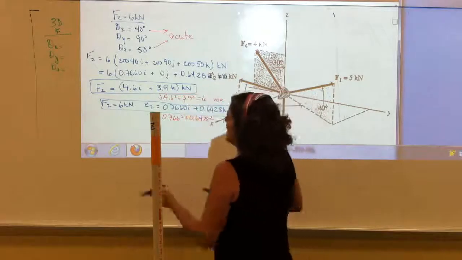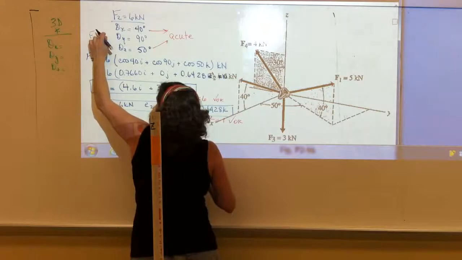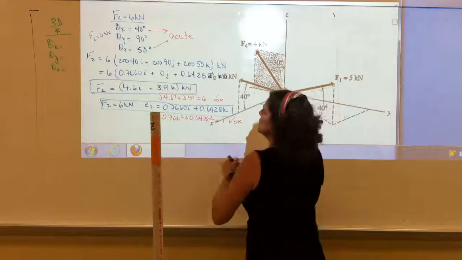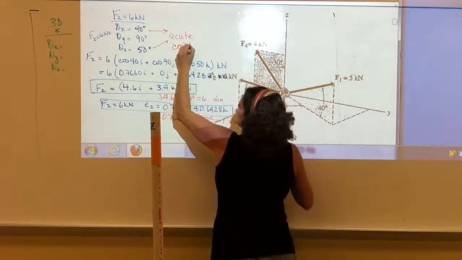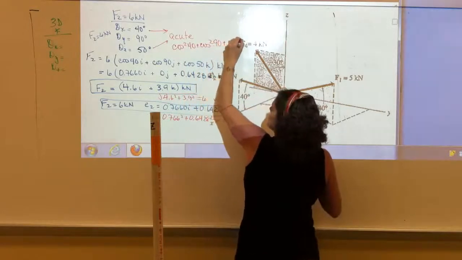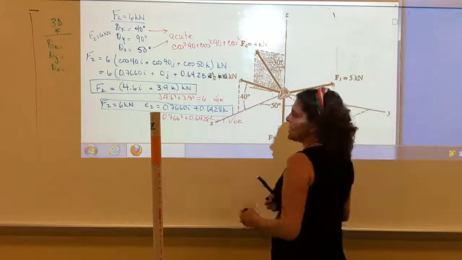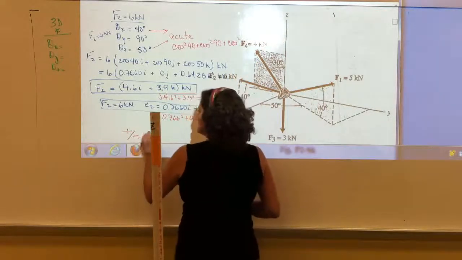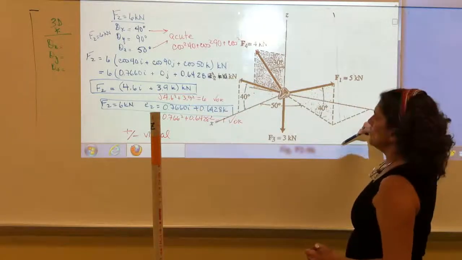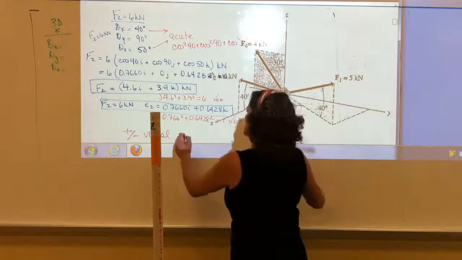And then the angles, the magnitude and the direction angles, which we already have. F2 is equal to 6 kilonewtons, and here are the unit vectors, and we could check those too. We could say the cosine squared of 40 plus the cosine squared of 90 plus the cosine squared of 50 is equal to 1, and it does. And the last check, positive, negative visual check. We got a 0 for the y, we got a positive for the x, and a positive for the z, and it does check.